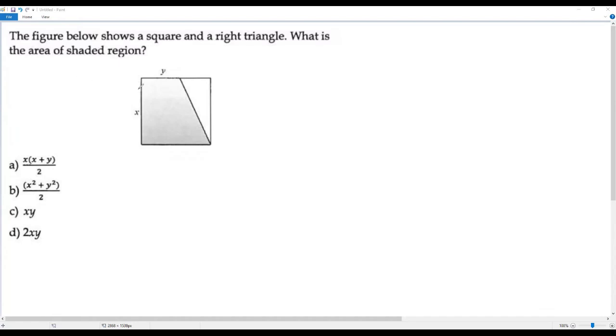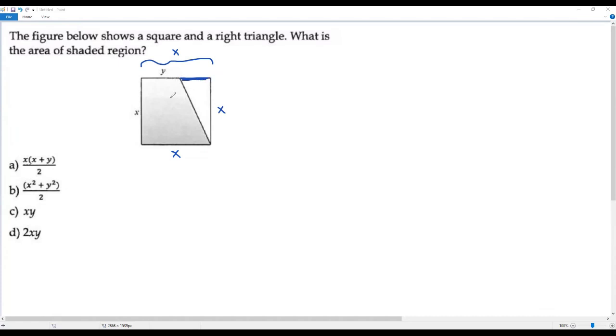Since the given figure is a square, all the four sides are equal in length. We know that the length of this side of the square is x, then the length of this side is also the same x, and for this side also we have the same x, and for this side we have the same x.